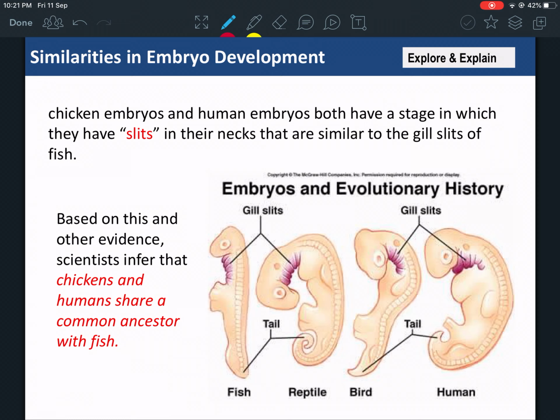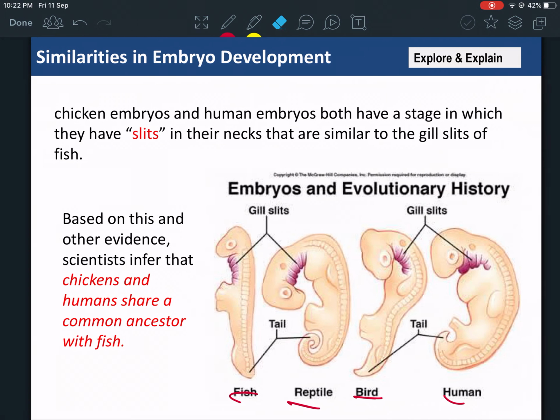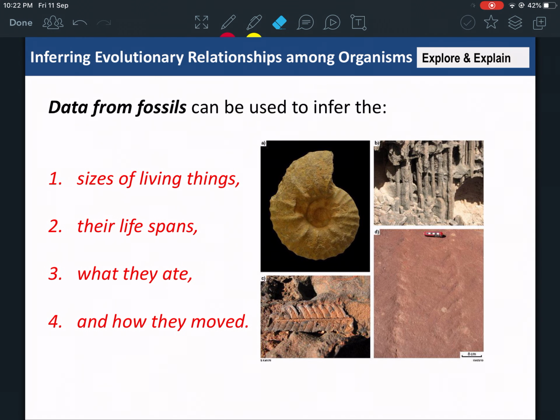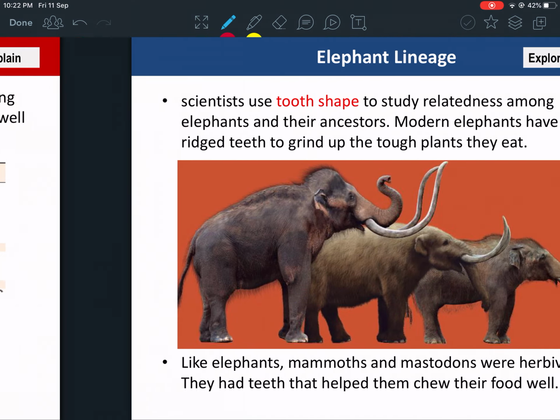This is also some of the embryo evolutionary history. Look at the fish, reptile, bird, human. They all have these gill slits, and that's why they say they all came from the same common ancestor. That's what scientists say. Data from fossils can be used to infer the sizes of living things, their lifespans, what they ate, how they moved. This is not important to the lesson.